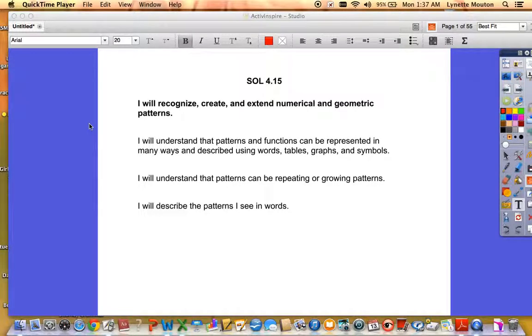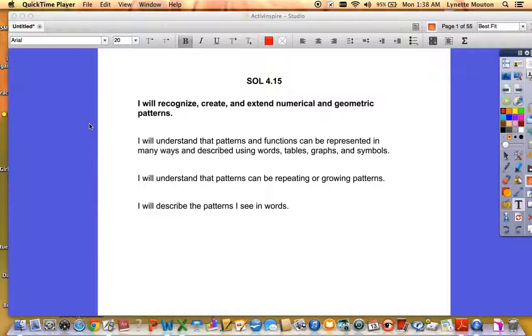Boys and girls, our power up subject for today is patterns. We're just going to review it. It's SOL 4.15 and it reads, I will recognize, create, and extend numerical and geometric patterns. So you have to be able to look at the patterns. Sometimes they will ask you to create a pattern and now extend, and know that that will happen with the TEI problems where you'll have to click and drag to create a pattern or extend a pattern.